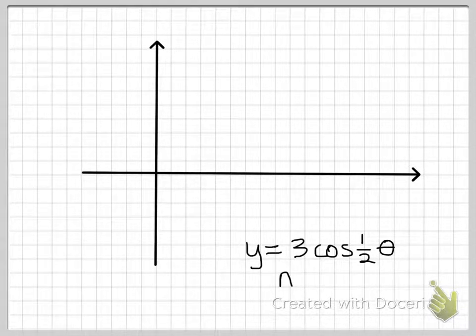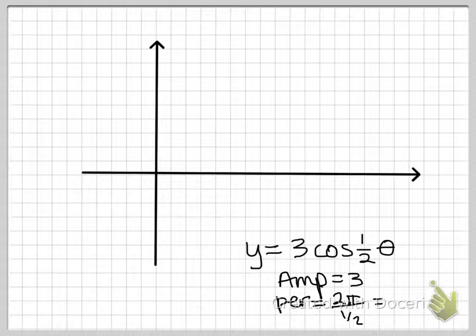So we know we're going to look at the amplitude. The amplitude of this is going to be 3, the absolute value of 3. The period will be 2 pi over 1/2, which is 2 pi divided by 1/2, the same as 2 pi times 2, 4 pi. So we know it's going to take all the way until 4 pi to complete a full cycle. So because I know it's going to take till 4 pi, I'm going to label pi, 2 pi, 3 pi, 4 pi.